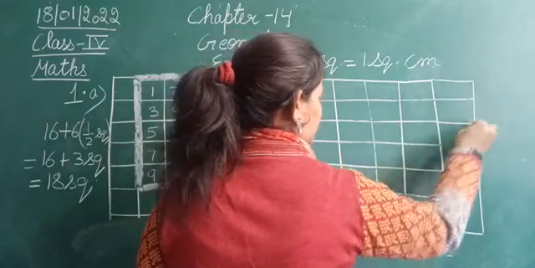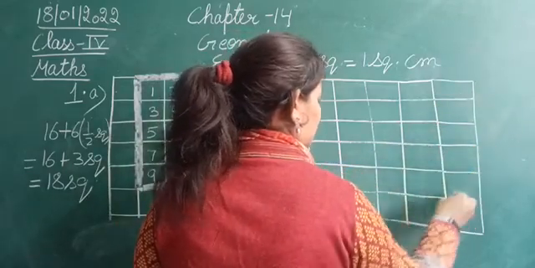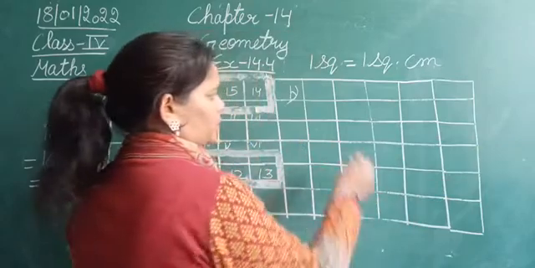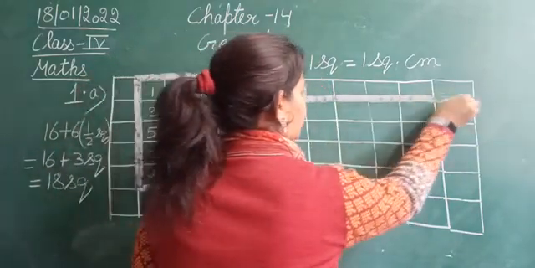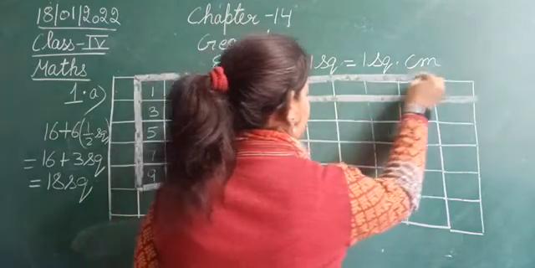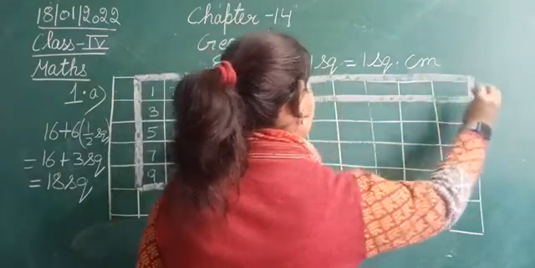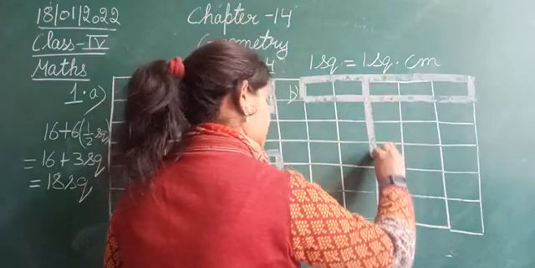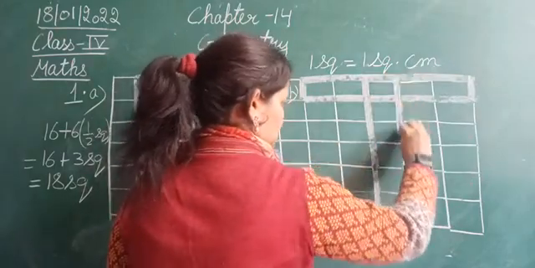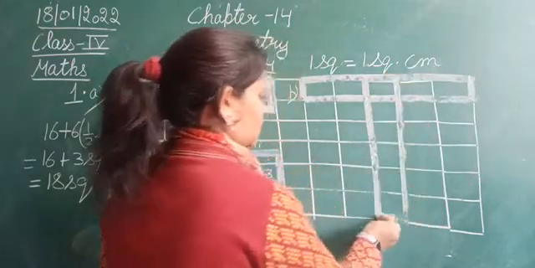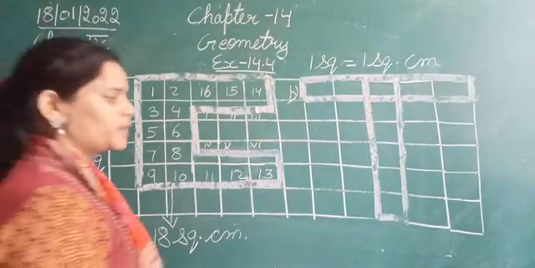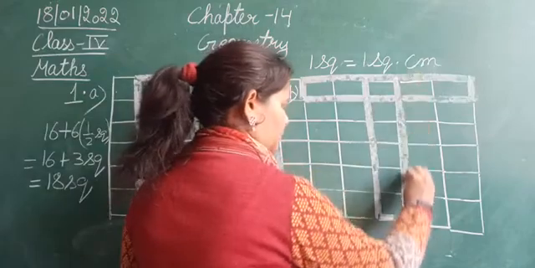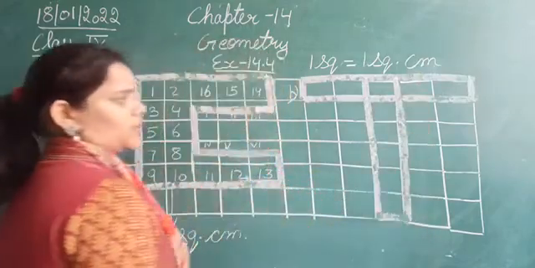Okay. So this is 1, 2, 3, 4, 5. We need to find the area of this figure.